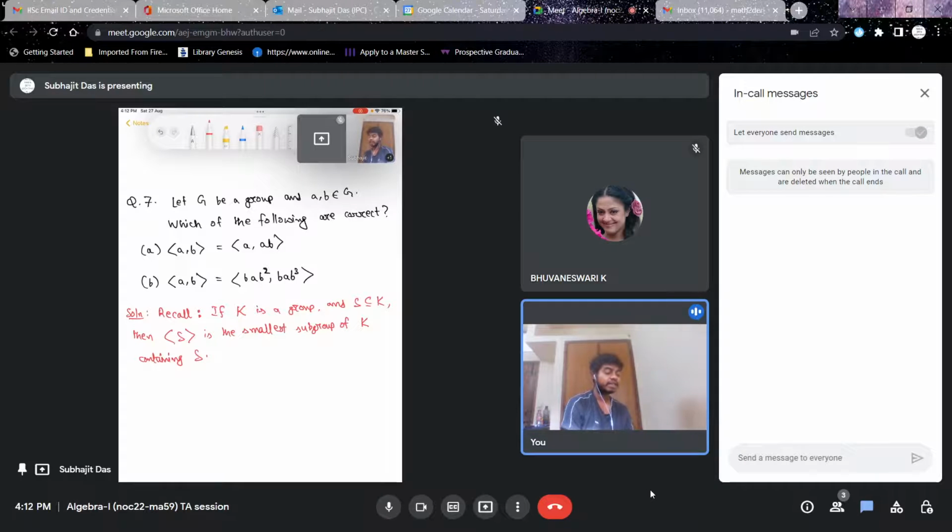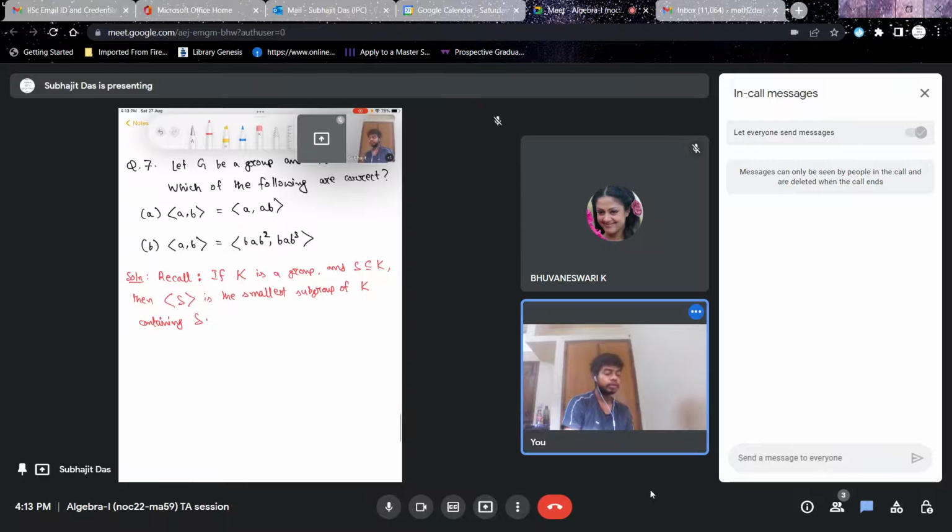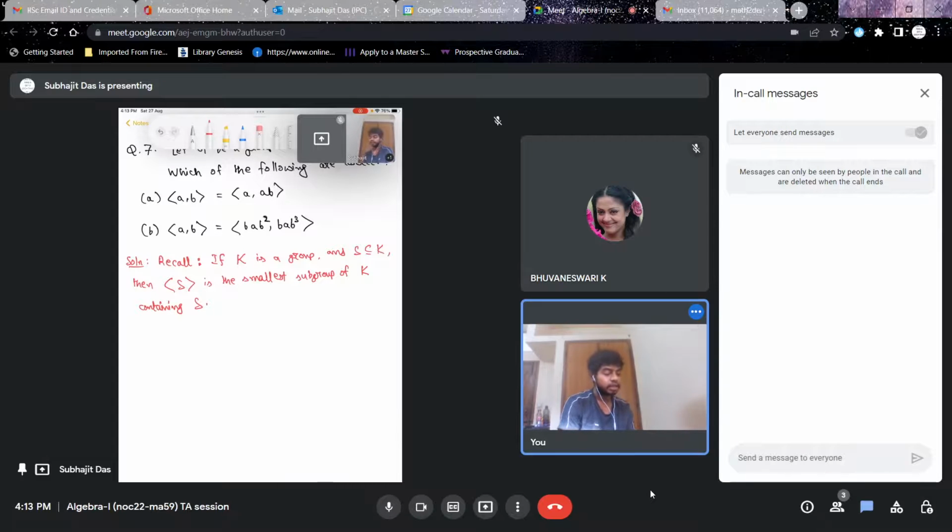So you take the intersection of all subgroups of K containing S. Indeed, the intersection of any family of subgroups is a subgroup. That subgroup that you get is actually the subgroup generated by S, right? So in other words, it is the smallest subgroup of K containing S. Okay, so we are only going to use this for our problem. So let's come to part A.